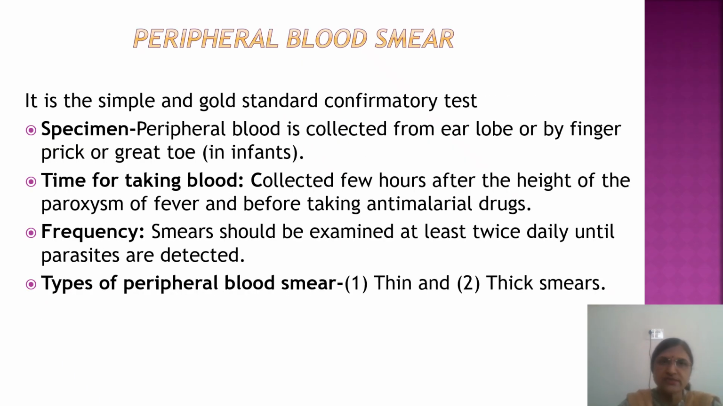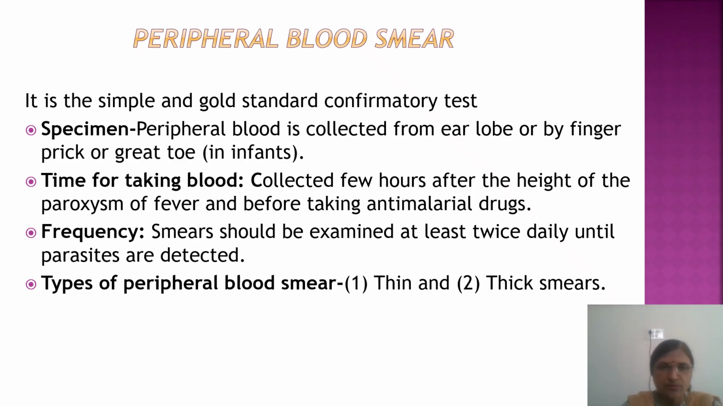Peripheral blood smear. So it is a simple and gold standard confirmatory test for malaria. The specimen is mainly either venous or capillary blood from the earlobe or from the finger, or in children or infants from the heel. Then the timing is usually a few hours after the height of the fever, and before taking anti-malarial drugs. And it should be repeated at least twice until you see the parasites.